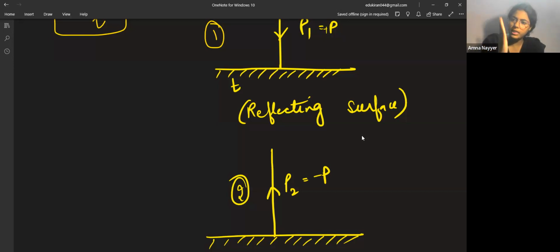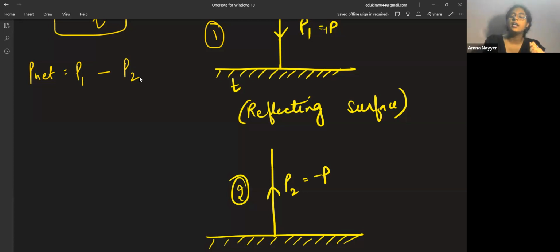So initially velocity was downwards towards the reflecting surface. So momentum was also downwards in the first case. In the second case, velocity is directed upwards. So momentum is also directed upwards, right? This is the case that is given to you. Now see, when we are taking the net momentum, it will be the initial and final. You will take the difference between them. This is P1, this is P2. This is how you will take the relative momentum between the two, right?